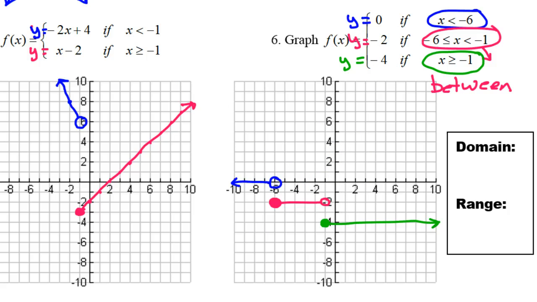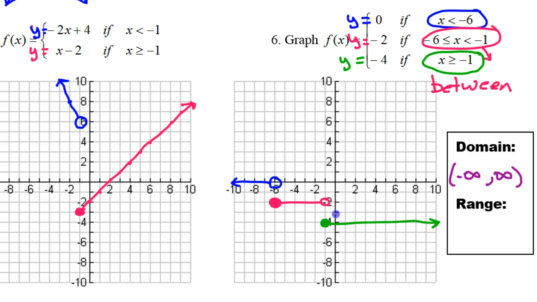Now the domain is going to work like normal. This graph goes left forever and right forever, and there are no x values that are not included. So the domain is just going to be negative infinity to positive infinity. We have to be more careful with the range though. Because these are horizontal lines, we're not hitting all of the y values between negative 4 and 0. So I can't do interval notation and just say, okay, the lowest values are at negative 4, the highest values are at 0, so negative 4 to 0.